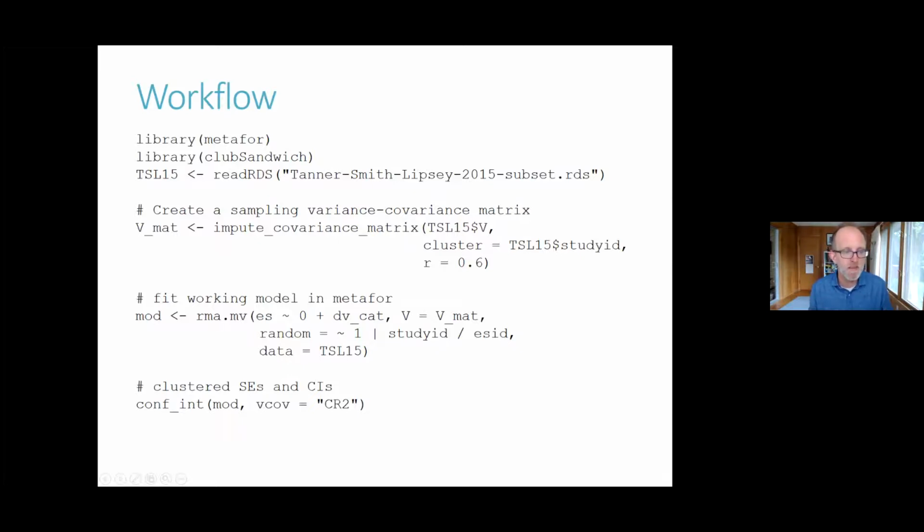clubSandwich has a function confint that will give you cluster robust confidence intervals. So I would just say here confint of mod, and I specify the variance covariance matrix as CR2. The CR2 variant gives us these small sample adjustments, and out will come robust confidence intervals.